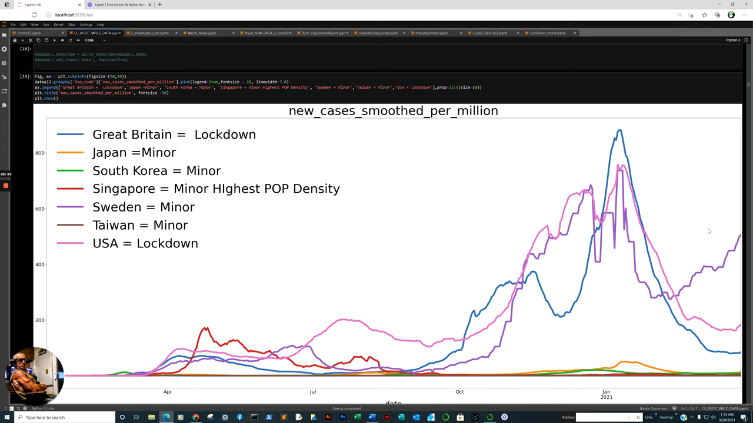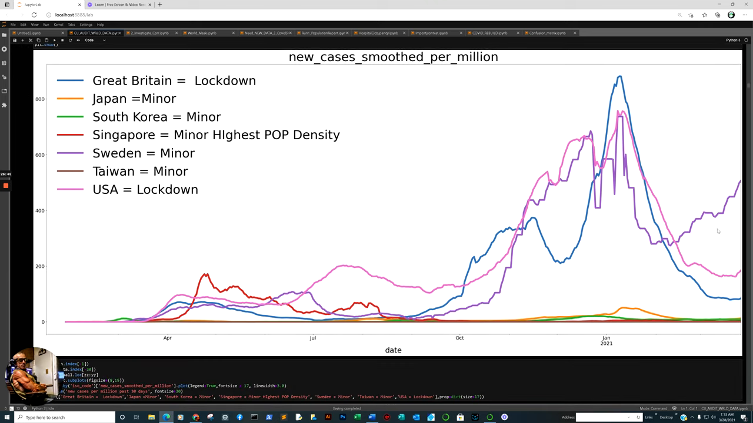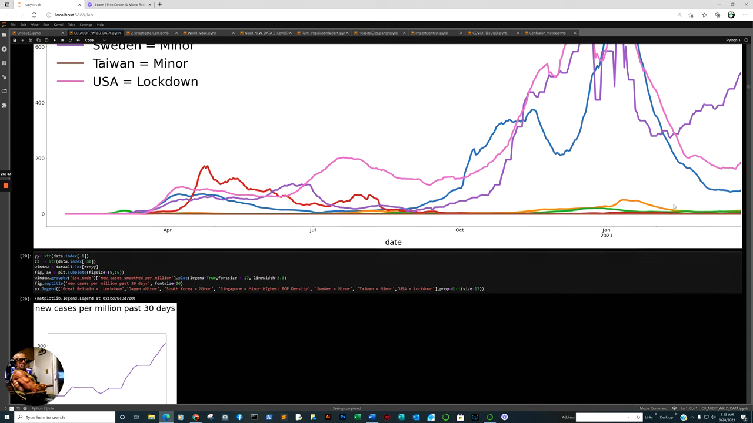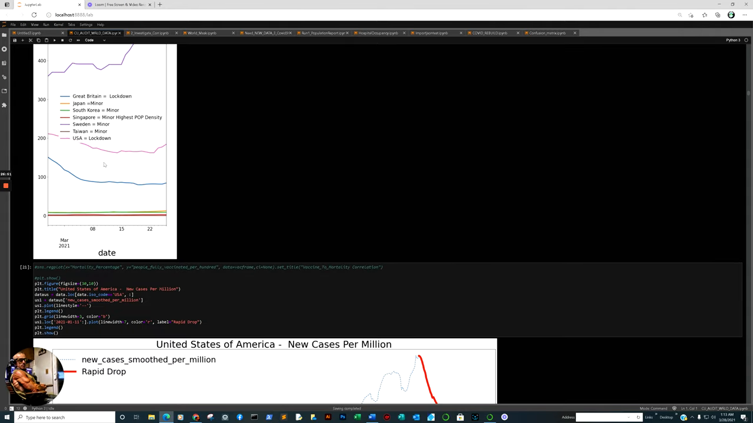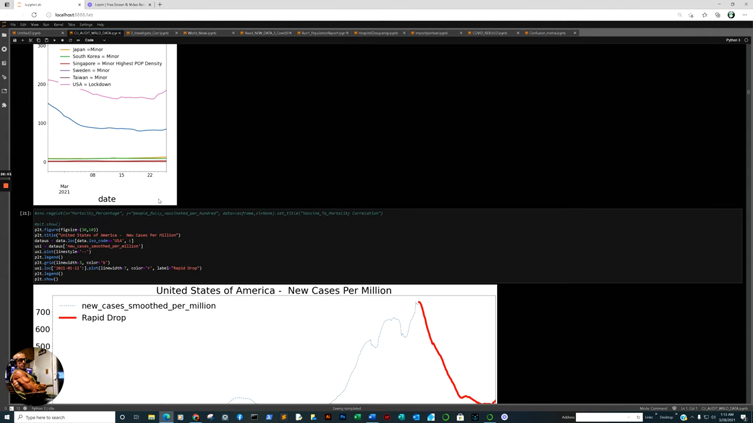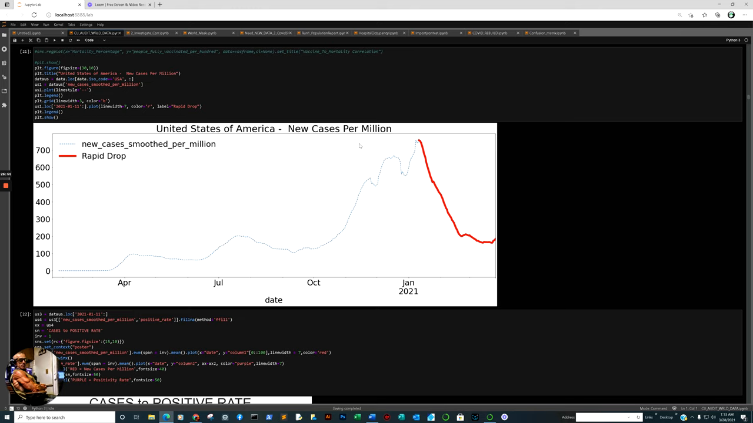And you have Sweden here where the cases are going up. Now Sweden's kind of weird. They picked up the masks, they started doing more testing, and guess what? The cases went up. And look at that. This is like a 30-day lag. There's that. And there's United States cases per million.